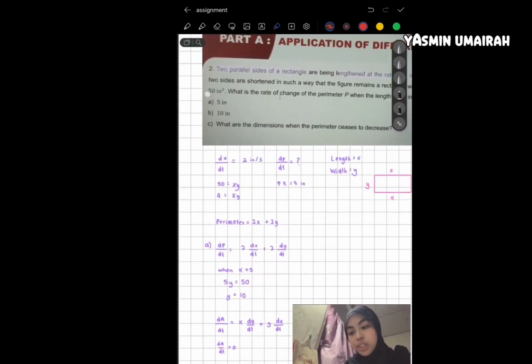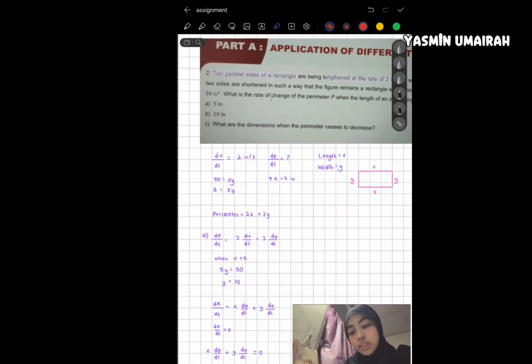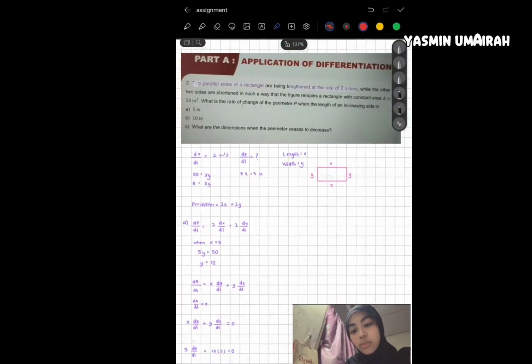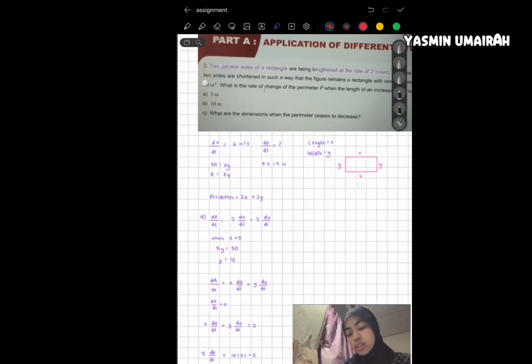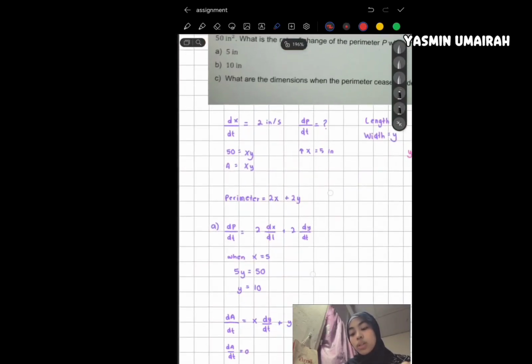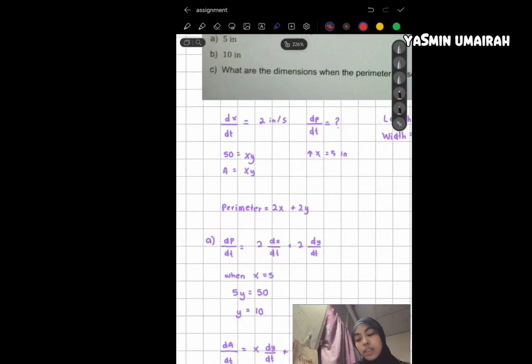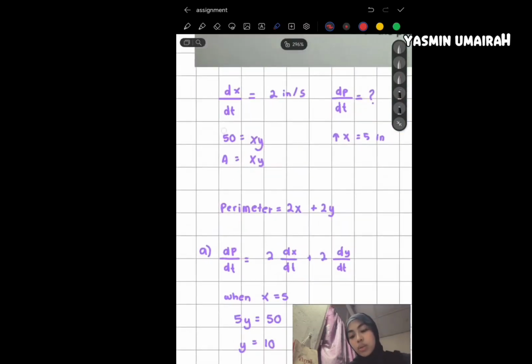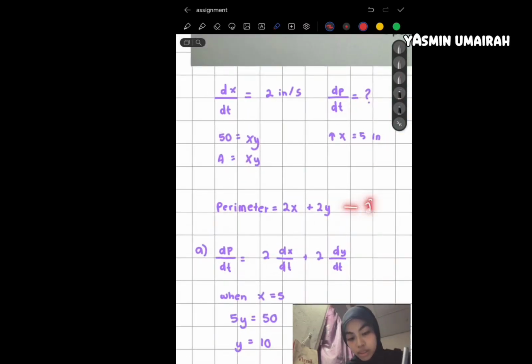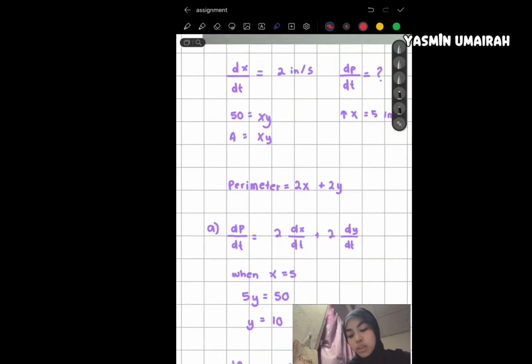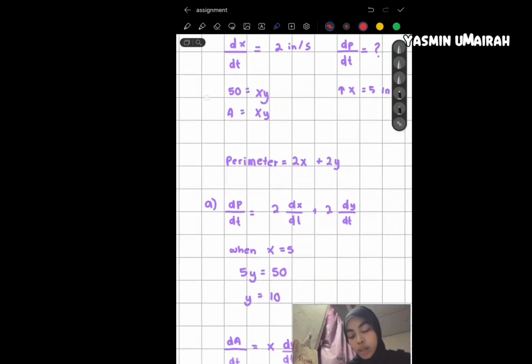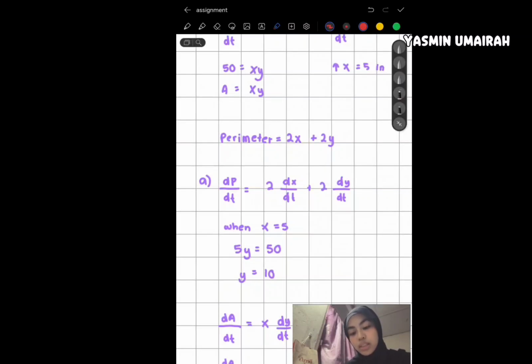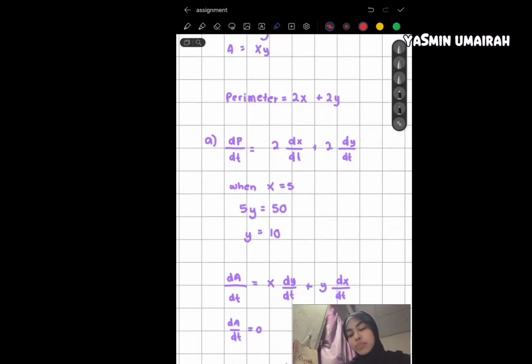Back to the question: what is the rate of change of the perimeter P when the length of the increasing sides is 5 inches? So we need to find dP/dt, the rate of change of the perimeter. This is my second equation. From the equation P = 2x + 2y, we differentiate to get 2 dx/dt plus 2 dy/dt.